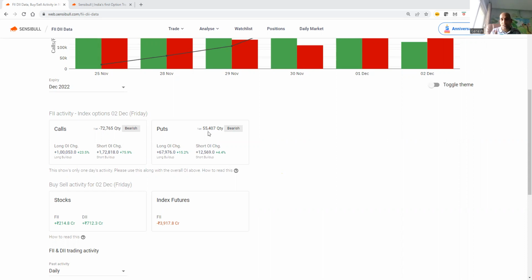The scenario would give profit to FIs only if the market goes into correction. Correction doesn't mean 500 or 1000 points. It means the market would be corrected 100 points, or maybe 200 points, or 50 points, whatever. They're expecting more and more correction, not upside. So that is where 72,000 calls were shorted and 55,000 puts bought.